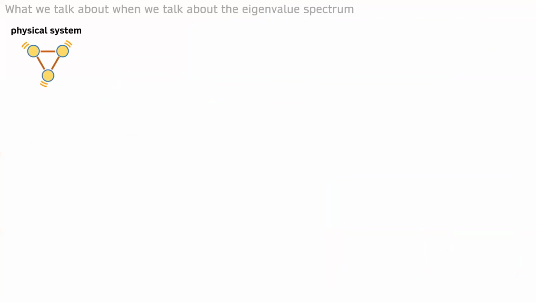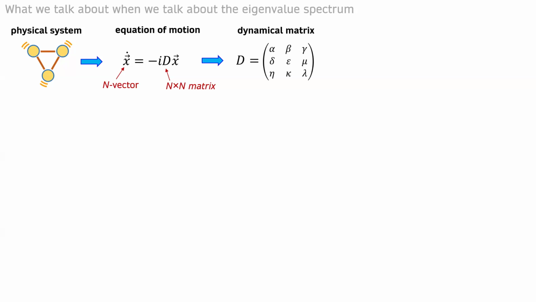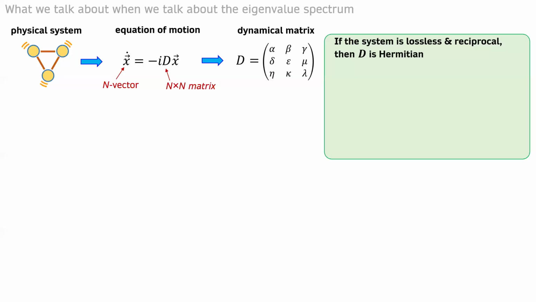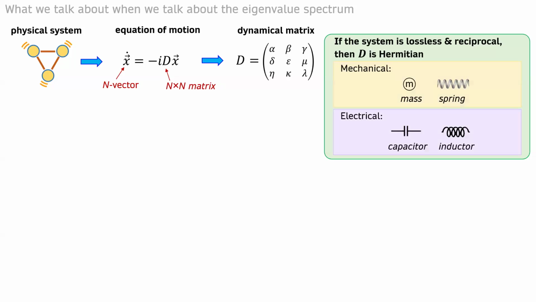Okay, so what are we talking about when we talk about eigenvalues? We imagine that we have a physical system, let's say 3 linearly coupled objects. Its equation of motion, again, just F equals ma, is this. That matrix, if I write it out as a 3 by 3 matrix, here it is, perfectly arbitrarily. Now, if the system is really lossless, then this matrix has to be Hermitian. And if you like mechanics, that means if all I have here are masses and springs, or if you like circuits, if all I have here are capacitors and inductors, this matrix has to be Hermitian.